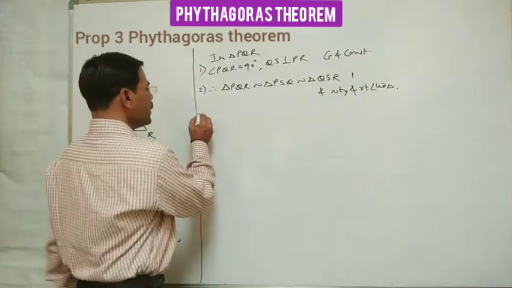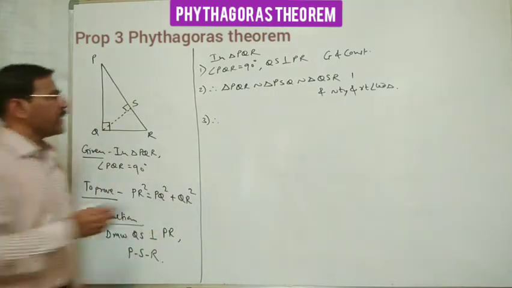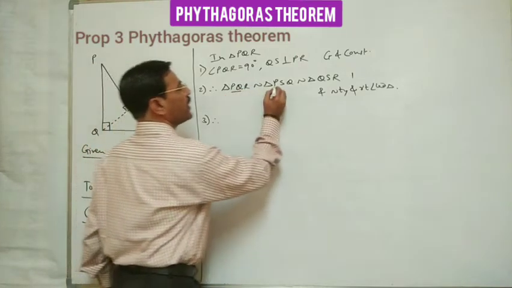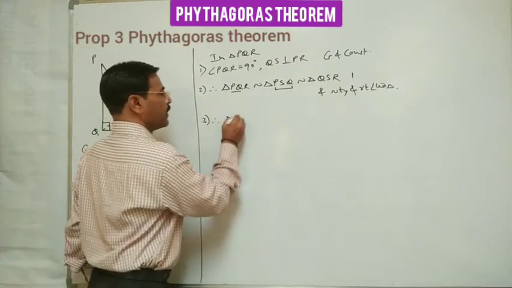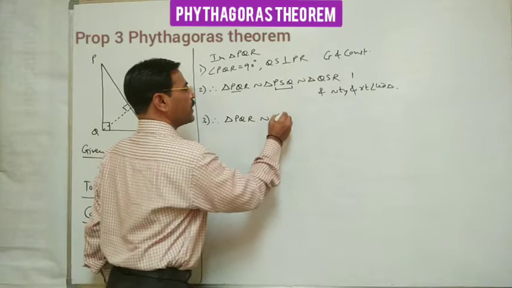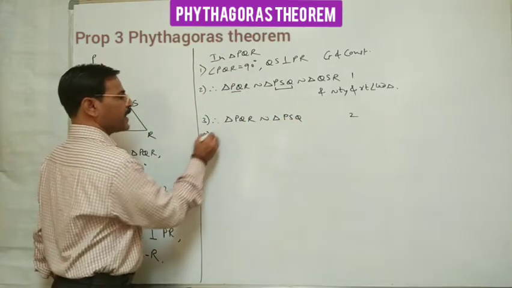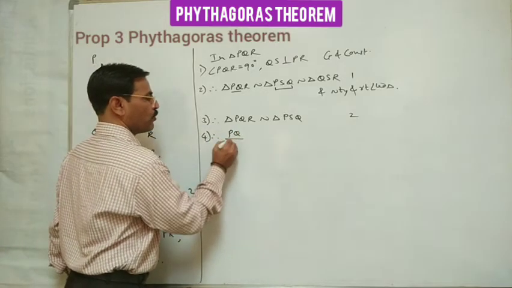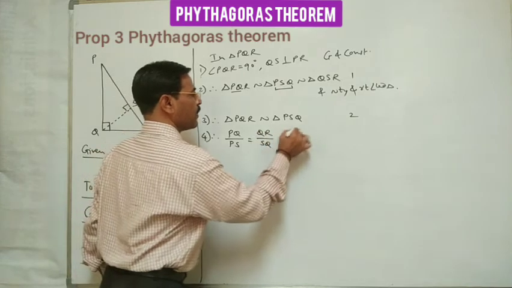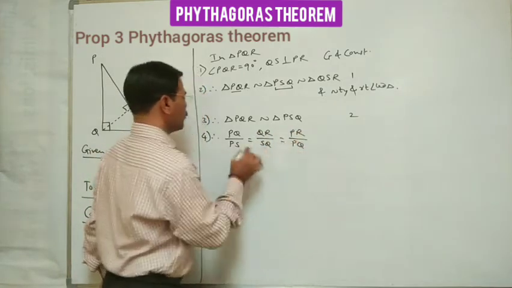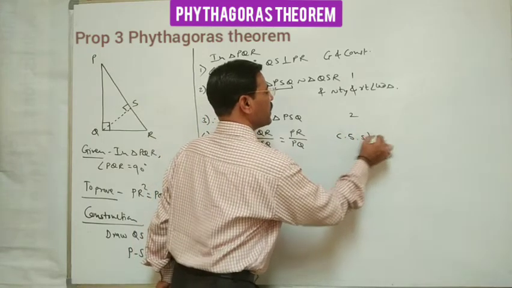Now, we are going to choose the 2 triangles in which PQ is there. Where is PQ? Here PQ and here also PQ. So we'll take the first 2 triangles. Triangle PQR similar to triangle PSQ. This is from 2. Their sides are in proportion: PQ upon PS, QR upon SQ and PR upon PQ. These are corresponding sides of similar triangles.